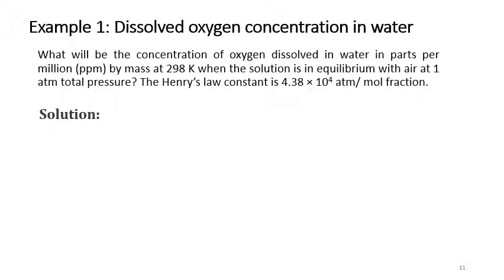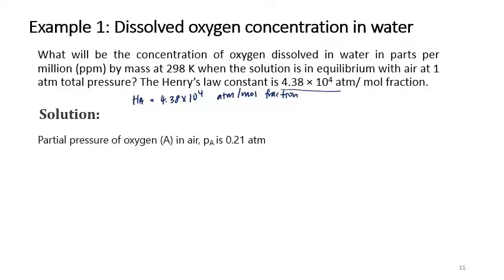The given Henry's law constant is 4.38 times 10 to the power of 4 atm per mole fraction. So revise your Henry's law knowledge. If your Henry's law constant is given as 4.38 times 10 to the power of 4 with the unit atm per mole fraction, then what would be your form of Henry's law?